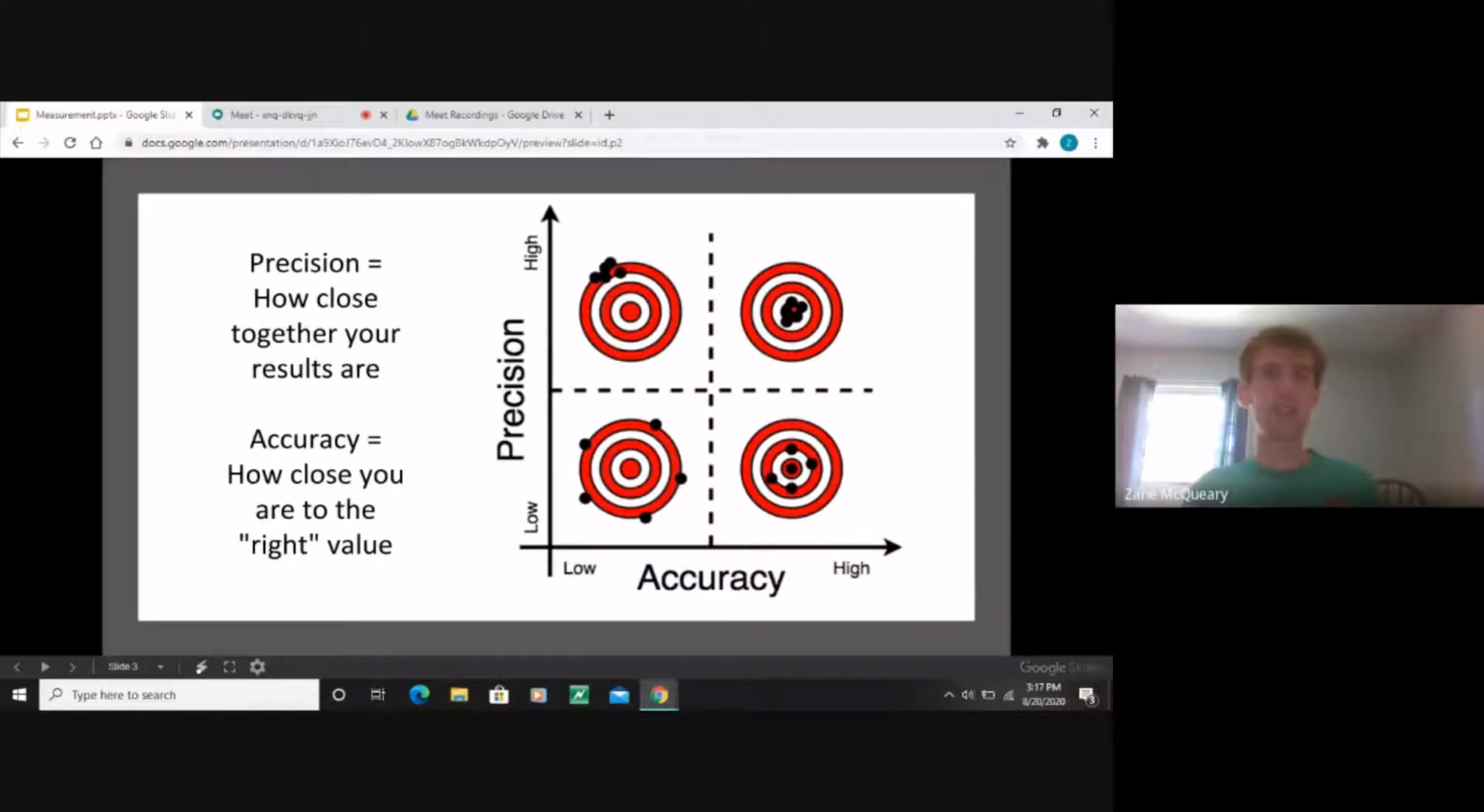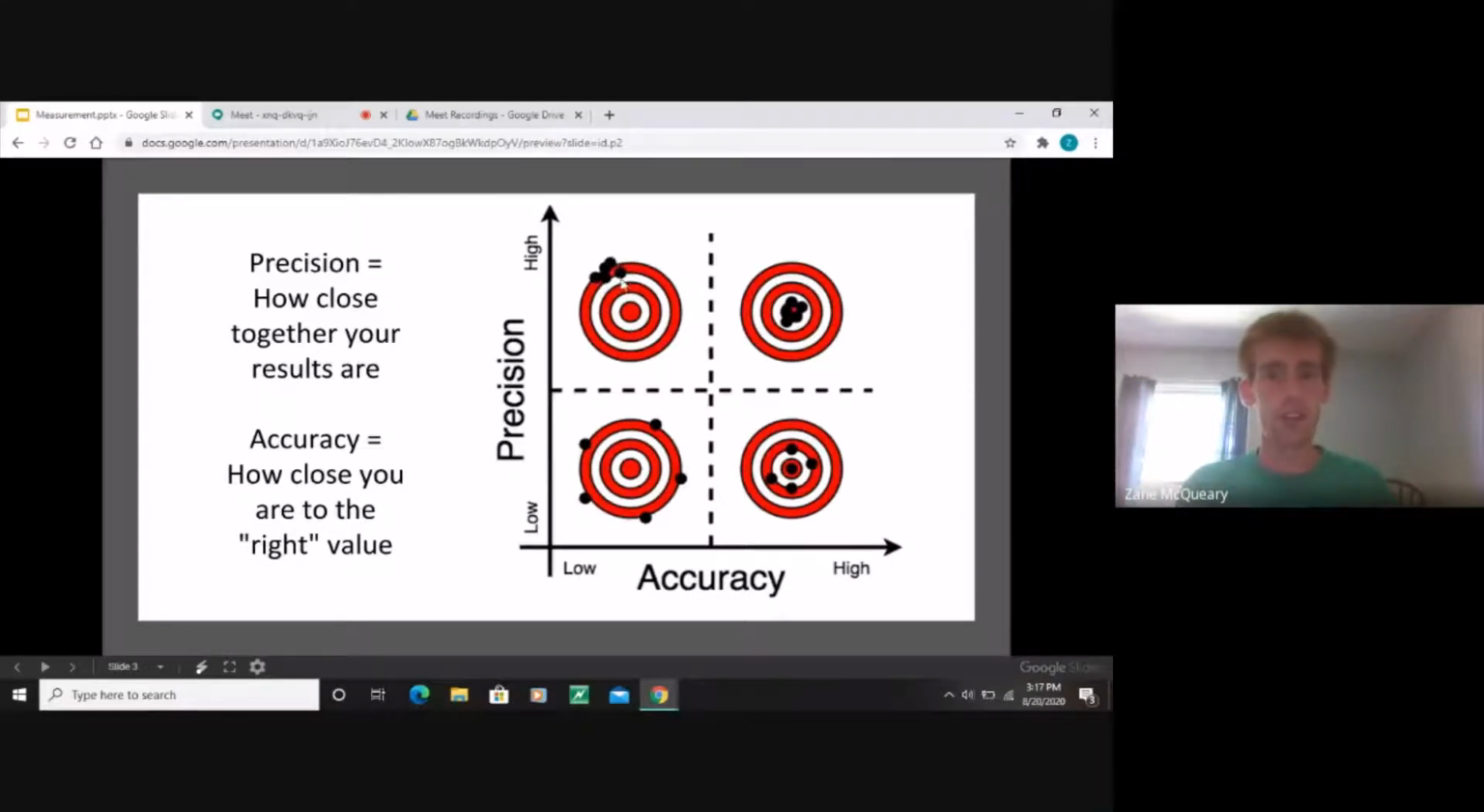Precision is how close you are each time you do something. So like in archery, you can see our marks we've left. Those marks, if they're close together, are precise. If they're spread out, they're not very precise. Accuracy is how close you are to that right value you're aiming for. That right value is, in this case, a bullseye. So let's look at our first example here.